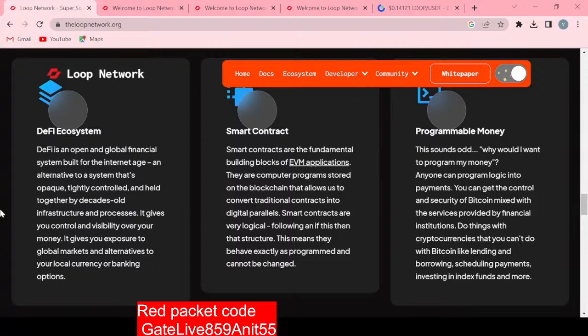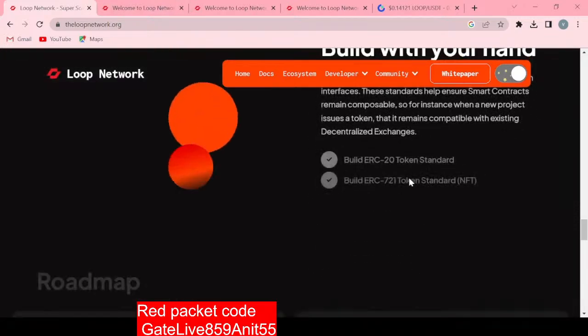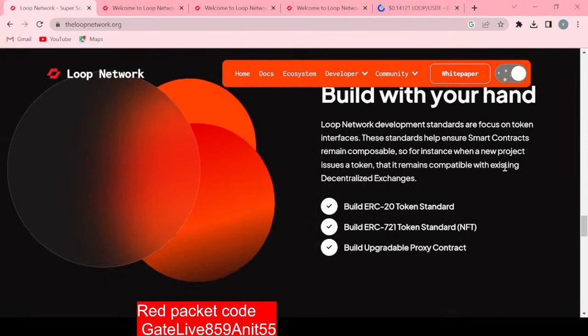So EVM applications, we have also talked about, which is the Ethereum Virtual Machine, I think. Yes, we discussed that too. And programmable money, so ERC tokens. ERC 721 is the token standard we use for NFT creation and NFT listing. So for that we use the 721 contracts. You can easily use this loop full node to create NFTs also.